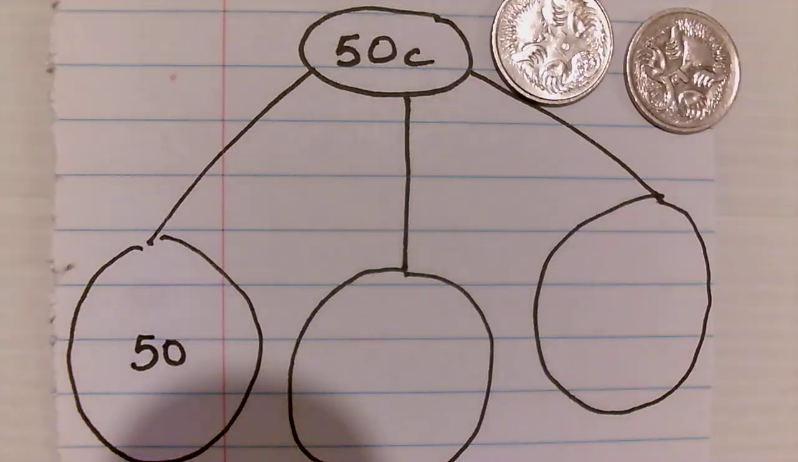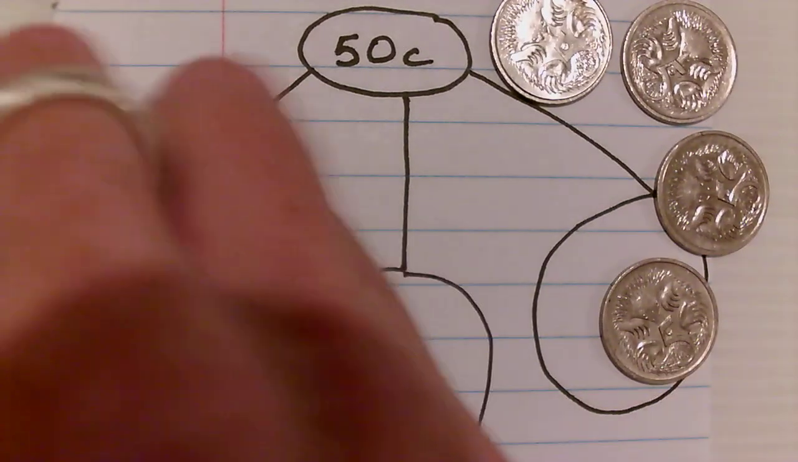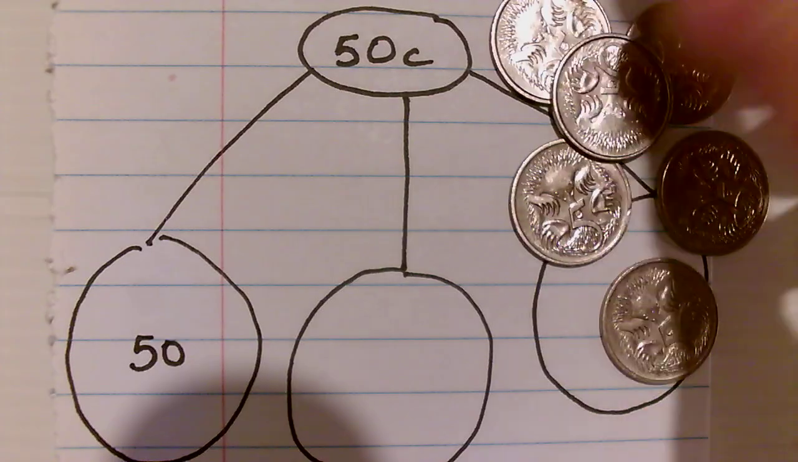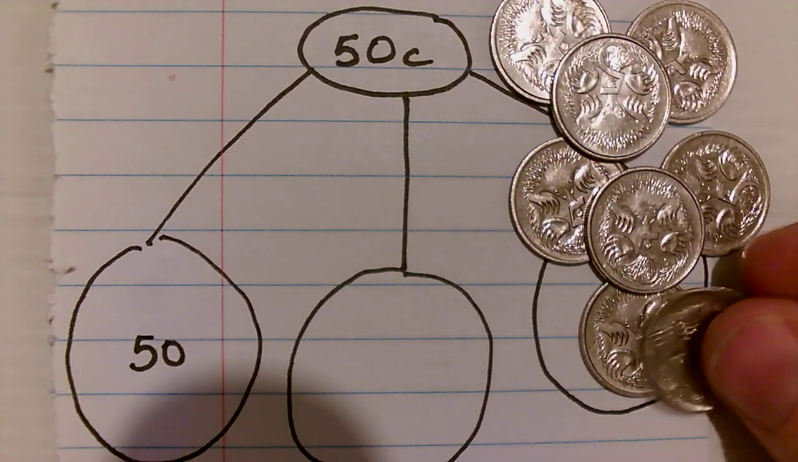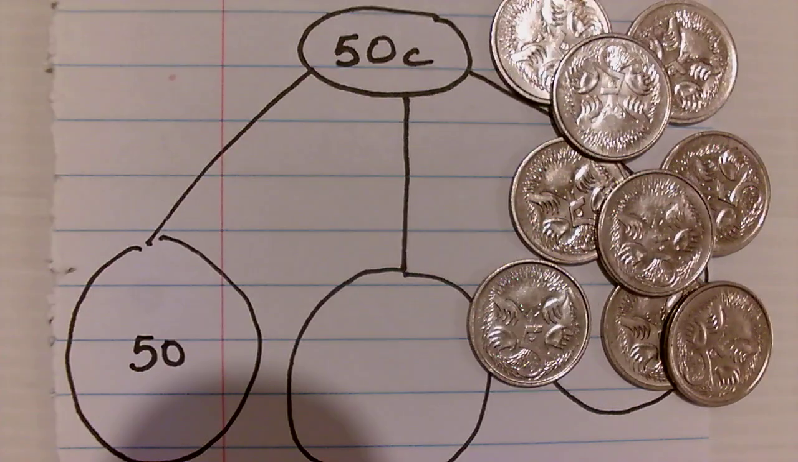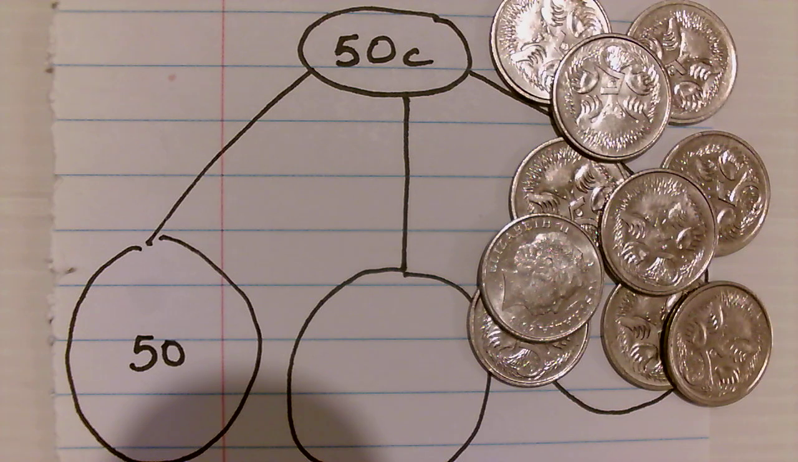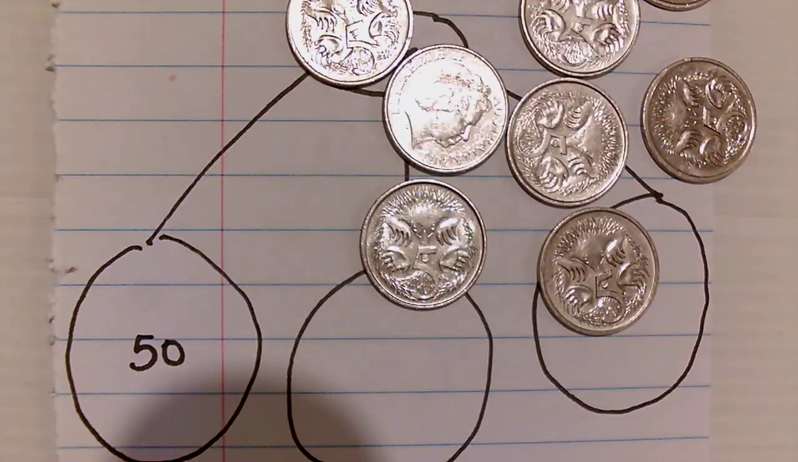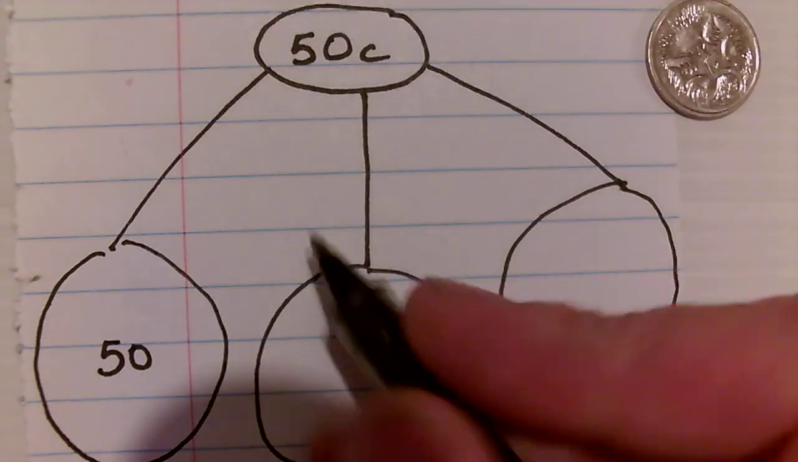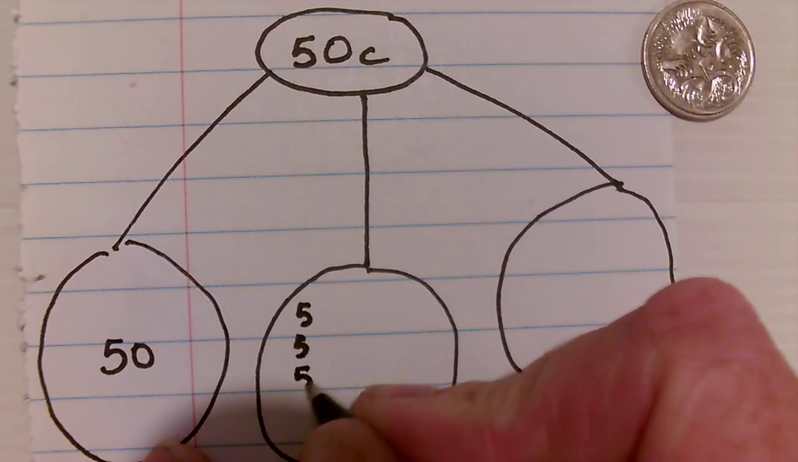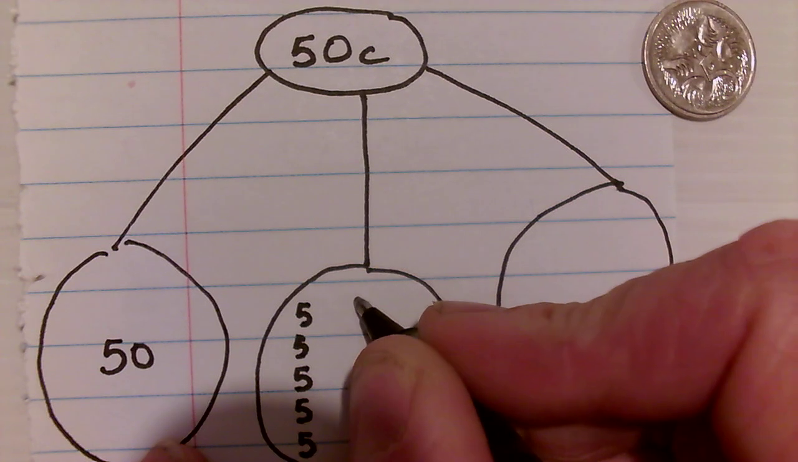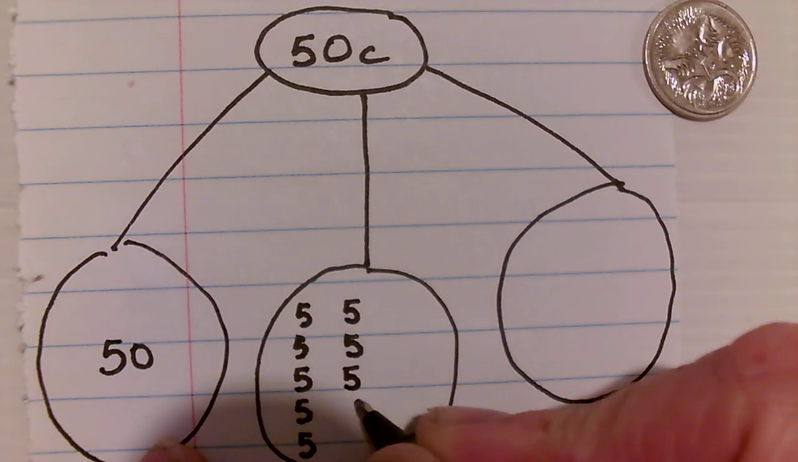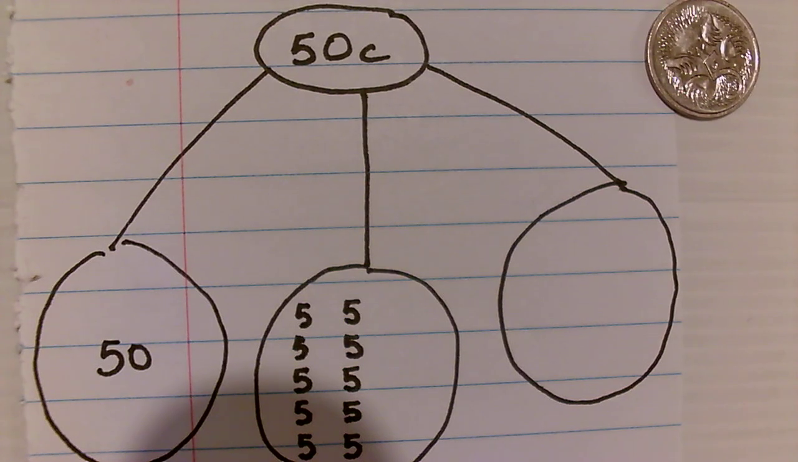So 5, 10, 15, 20, 25, 30, 35, 40, 45, 50. So I can also make 50 cents with 1, 2, 3, 4, 5, 6, 7, 8, 9, 10. Right, 10 5 cents. So I'll write that. 5, 10, 15, 20, 25, 30, 35, 40, 45, 50. I'll let you catch up and write your 10 5 cents in there. If you already did it, well done.